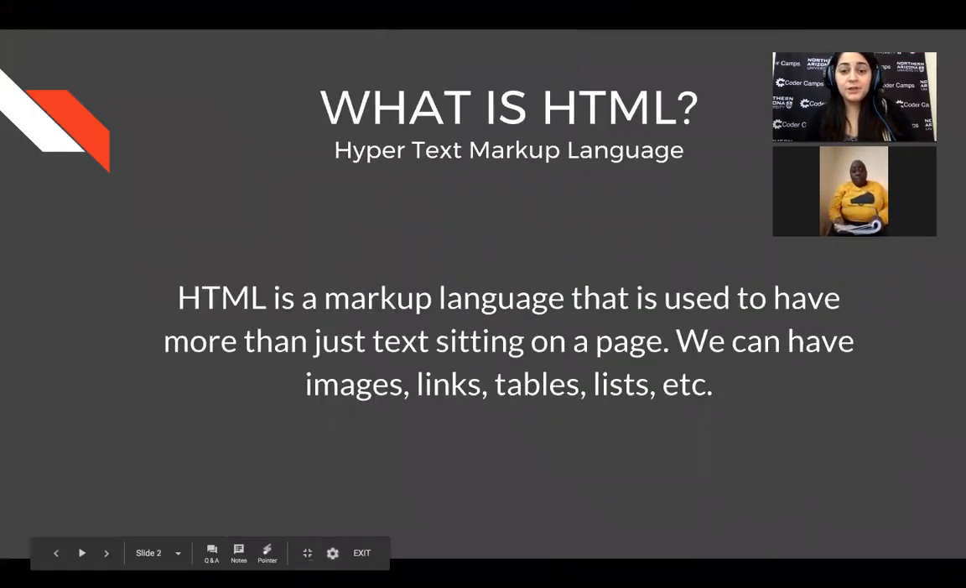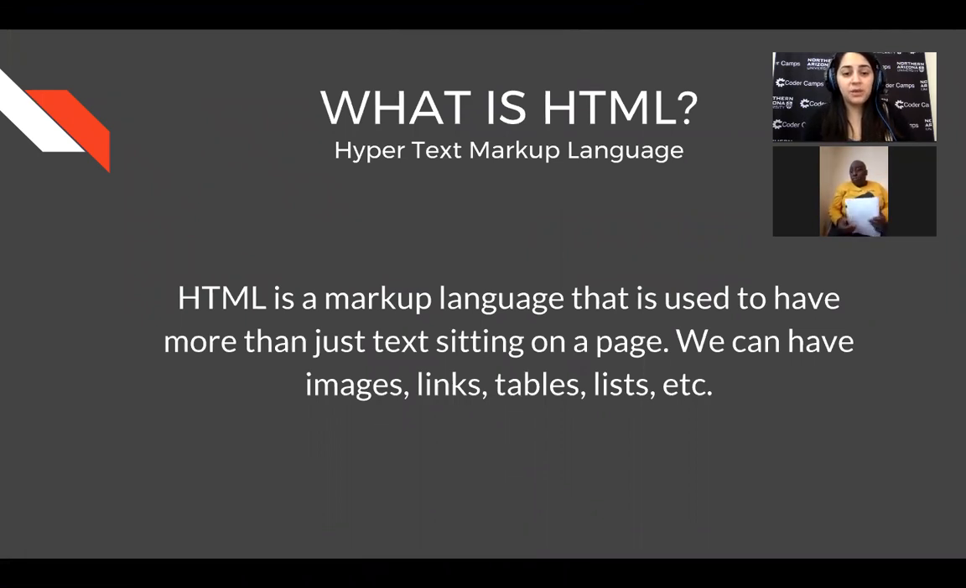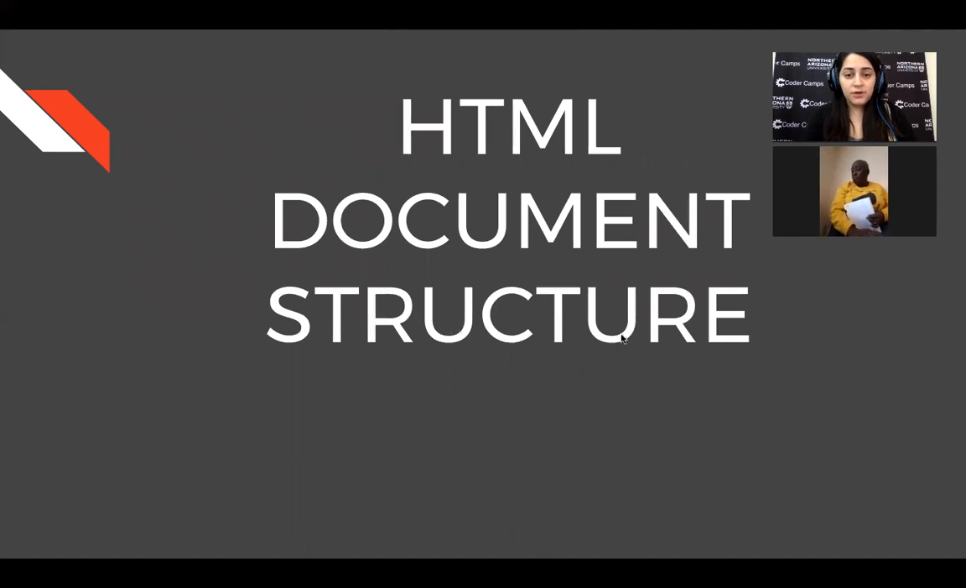So first things first, what is HTML? HTML stands for hypertext markup language. HTML is a markup language that is used to have more than just text sitting on a page. So essentially we can have images, links, tables, lists, essentially everything that you see on a website was written up with HTML, of course, with other languages on top of it for styling and functionality, but the base of it all is HTML. So the first thing we're going to look at is the HTML document structure.